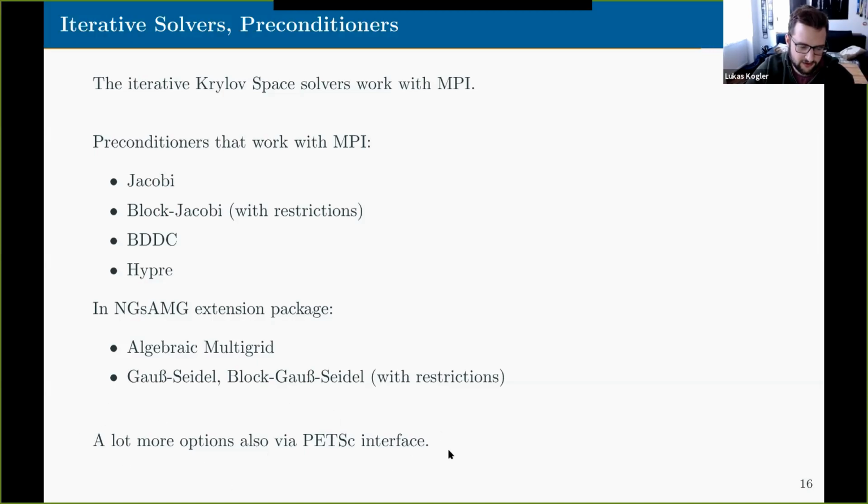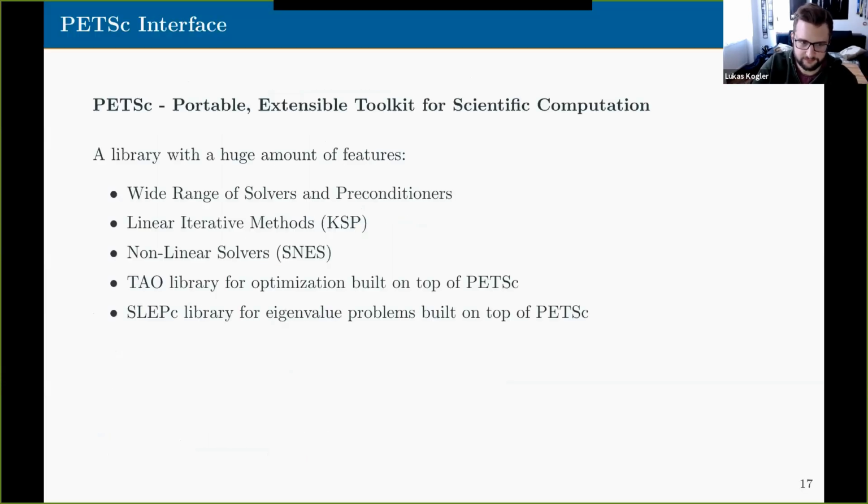And the one thing I want to give a very short overview, because I'm running kind of late, is the PETSc interface, because I think really this is probably interesting for a lot of you. So PETSc stands for Portable Extensible Toolkit for Scientific Computation. And it's basically a C library which contains a huge amount of features. So basically anything you would ever need for scientific computing is in here.